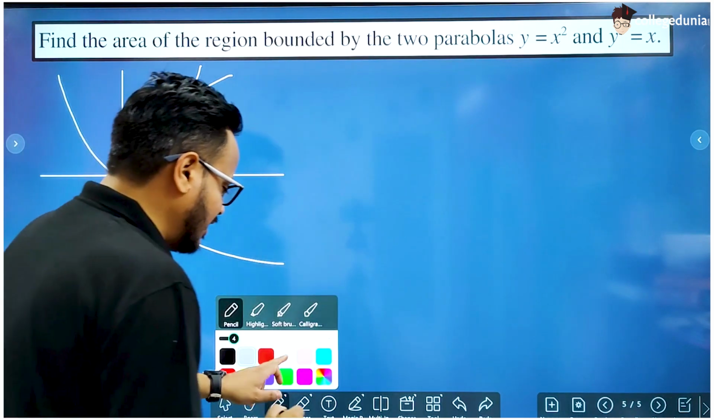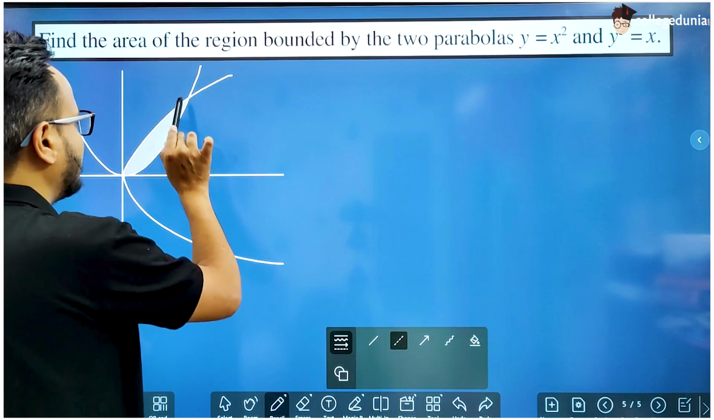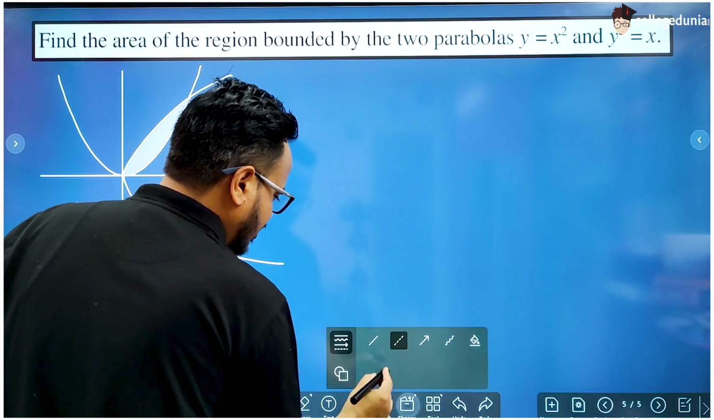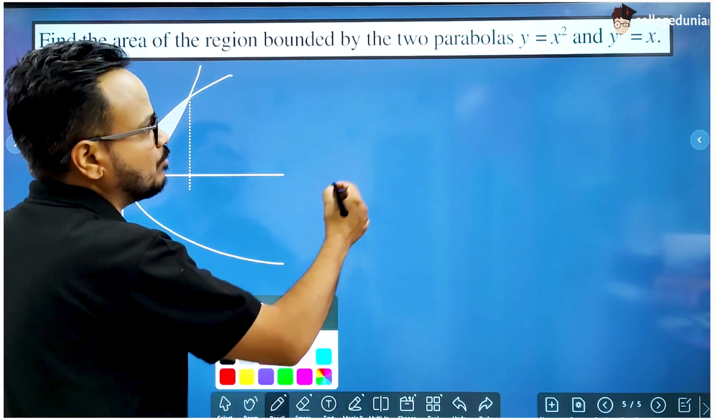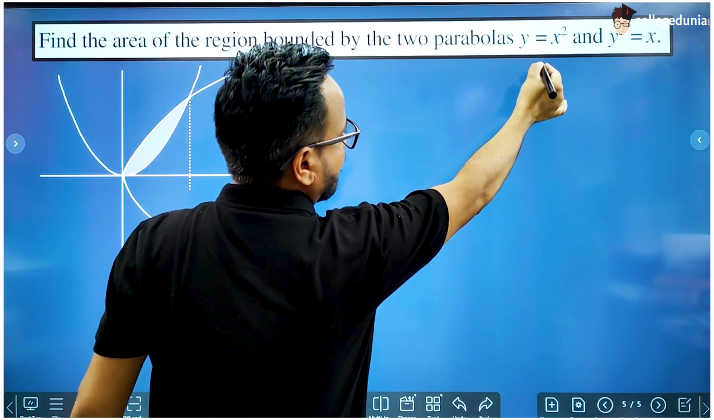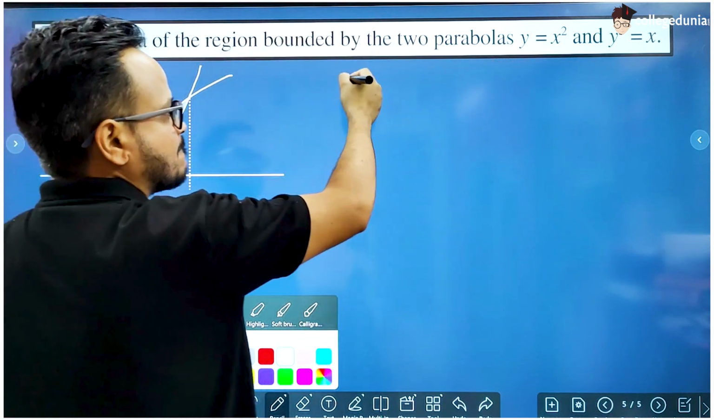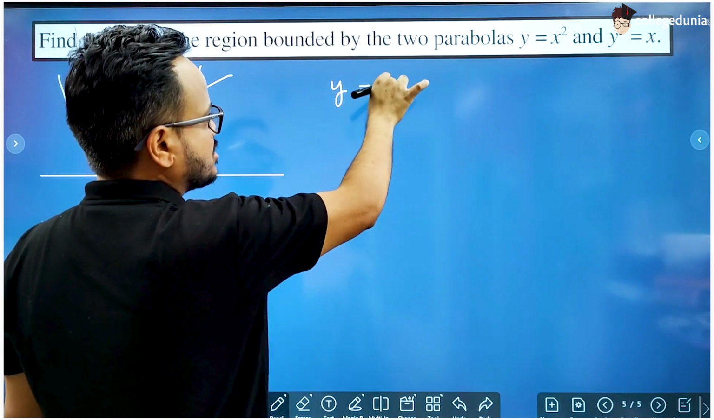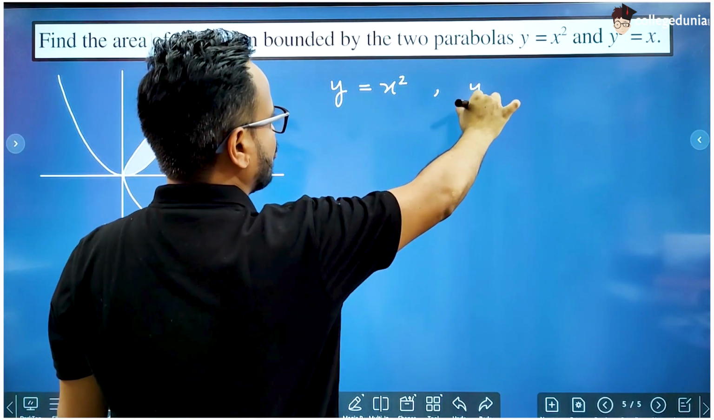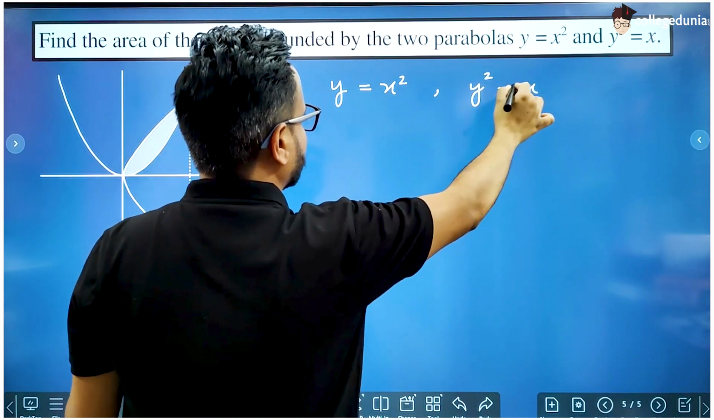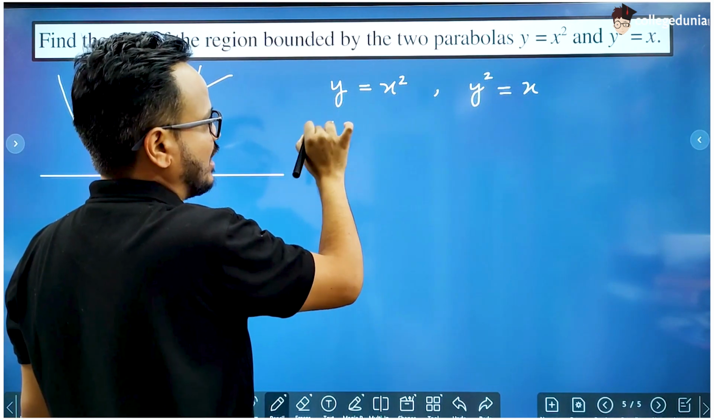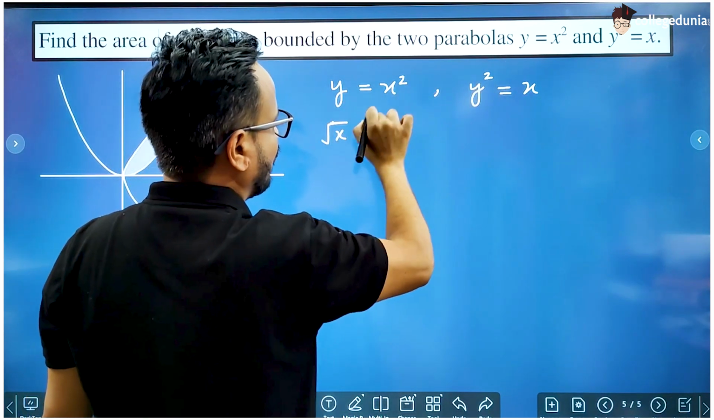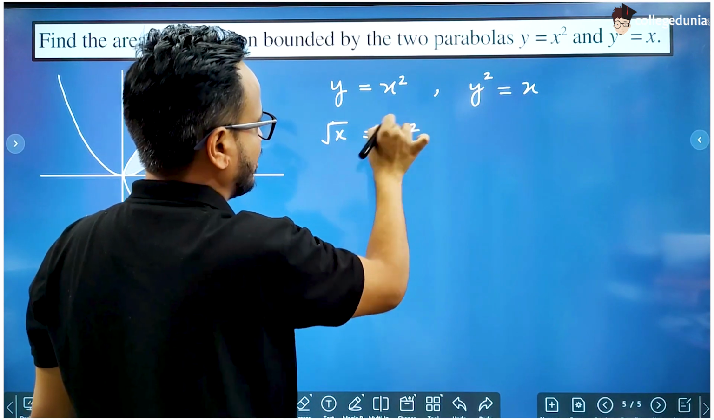So how are we going to find this area? First, let us find this point. This point will be the point of intersection of these two parabolas. So if we put the value of y as x square or the value of x as y square in any of the parabolas. First is y equal to x square and second is y square equal to x. Now we have to find x, so we have to eliminate y. Value of y from here is root x. So this is our equation.